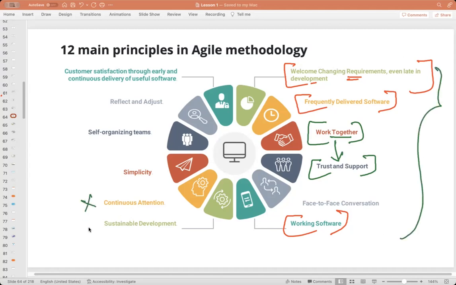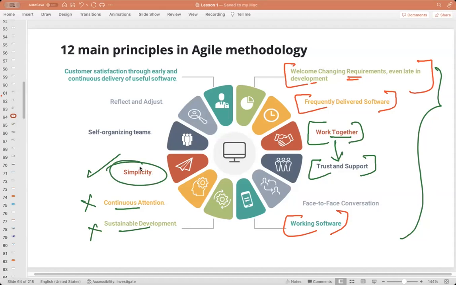These two are not important: continuous attention and sustainable development. But let's move to this one. Simplicity, very important, because Agile believes in simplicity in terms of delivery, documentation, everything. There is no huge amount of documentation in Agile. Are you getting the point? The documentation is very simple. As far as the PMP curriculum is concerned, there are only 2 documents: product backlog and sprint backlog in Agile.